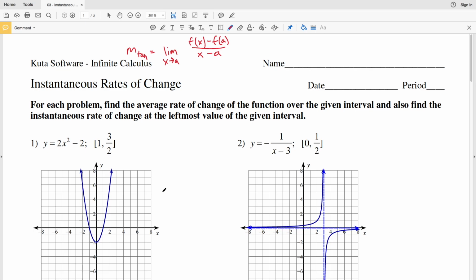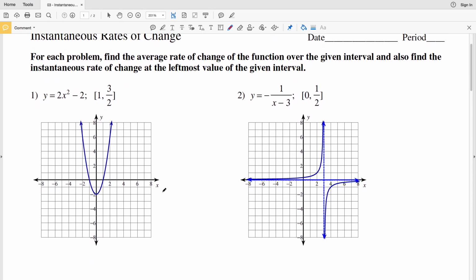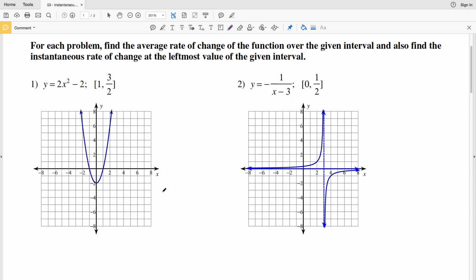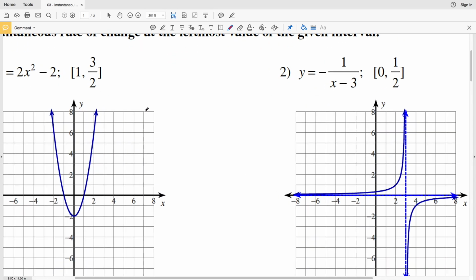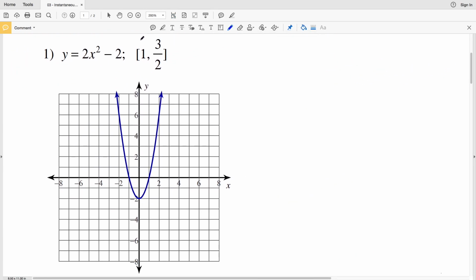So let's jump into number 1. Our directions for 1 and 2 say for each problem we're going to find the average rate of change of the function over the given interval, and we're also going to find the instantaneous rate of change at the leftmost value of the given interval. So we're finding that tangent line slope at a. So let's look at number 1. In number 1, a, the start of our interval, is 1, and x, the end of our interval, is 3/2.